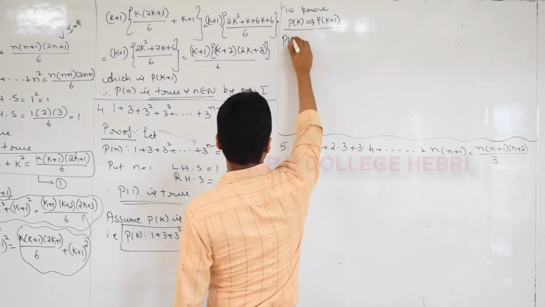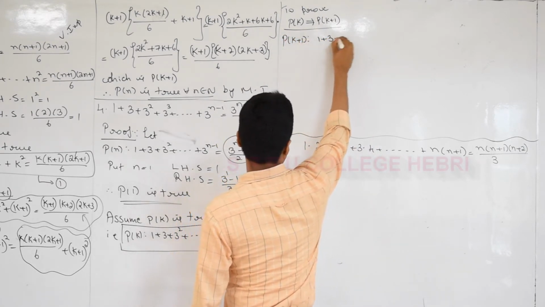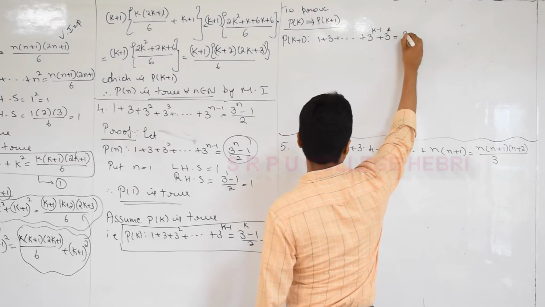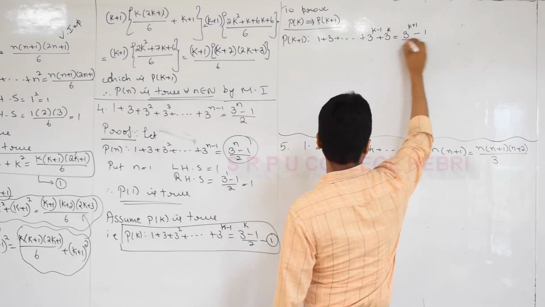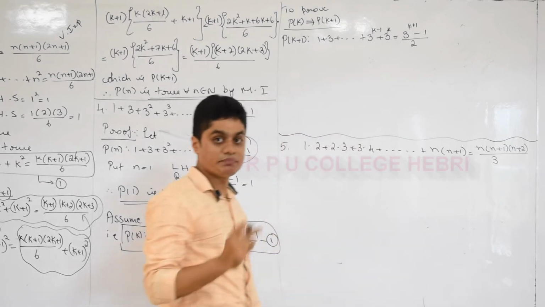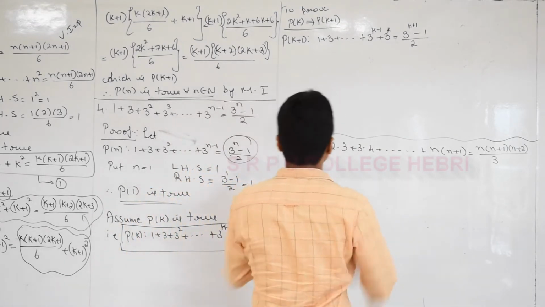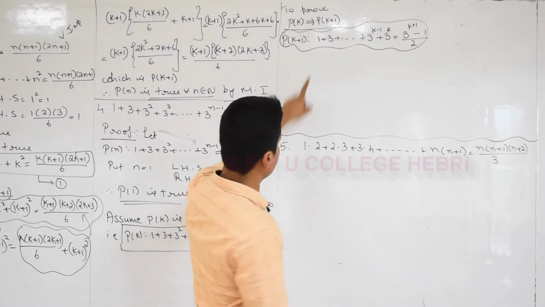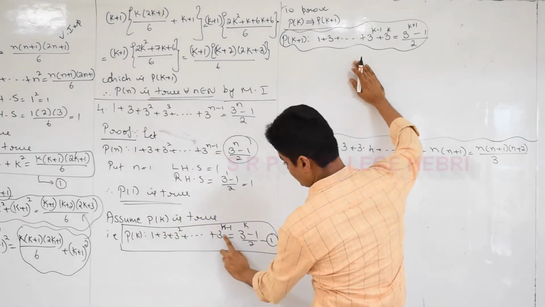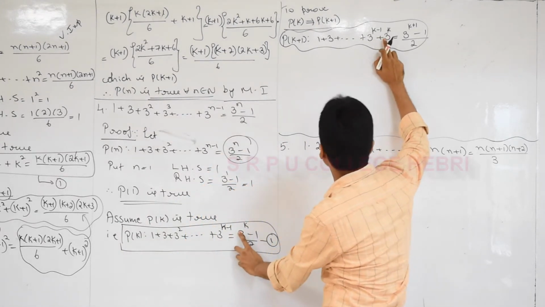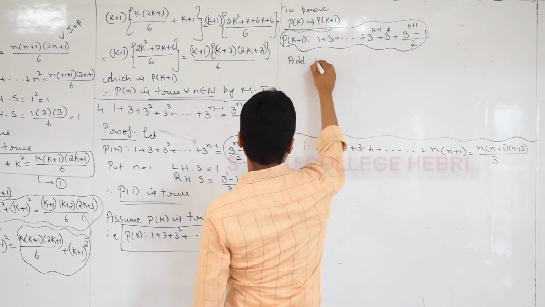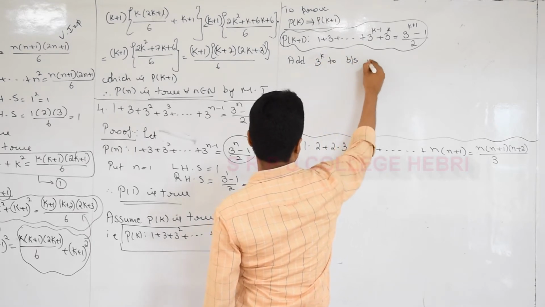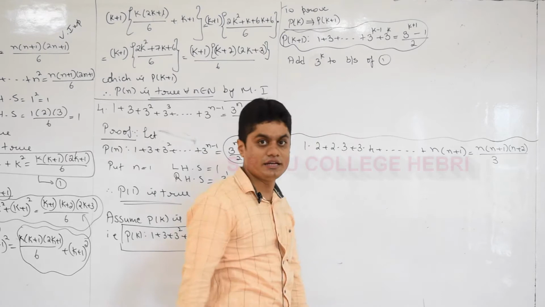So what is p of k plus 1? It is 1 plus 3 and so on up to 3 power k minus 1 plus the next term, 3 power k, is equal to 3 power k plus 1 minus 1 by 2. Everywhere k is replaced by k plus 1, so you will get this. Remember, you have to get this, don't use it anywhere. Now compare the assumption and this expression. 3 power k is missing, so what should we do? Add 3 power k to both sides of the assumption.